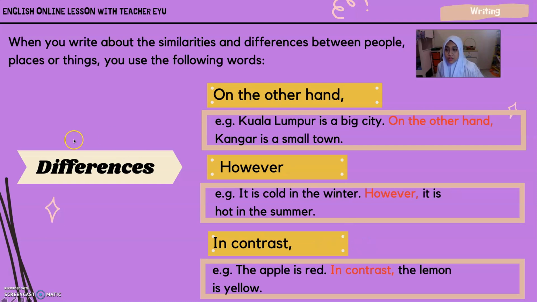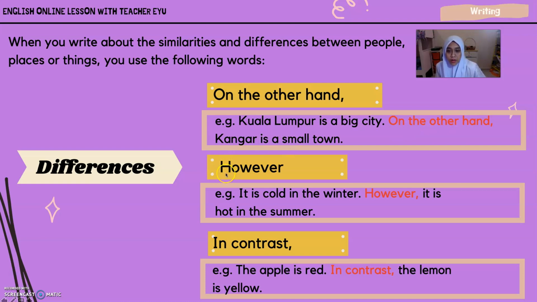Now let's go to the differences. Kita tengok differences. Differences mean perbezaan. When we want to show differences, we can use these phrases. Phrase number 1, on the other hand. Example, Kuala Lumpur is a big city. On the other hand, Kanga is a small town. It shows the differences between Kuala Lumpur and Kanga. We use the phrase on the other hand.